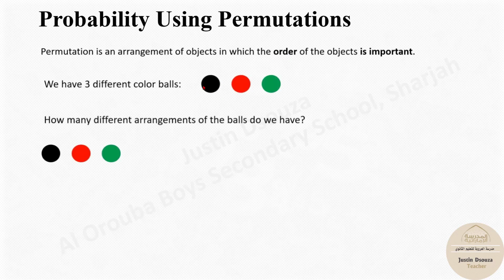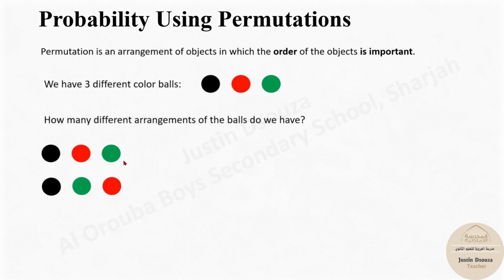Now imagine these are three colored balls. We want to arrange them in different ways, but where the order matters: which color is kept first matters, the second color matters, the third color matters. In such cases, they come under permutations.